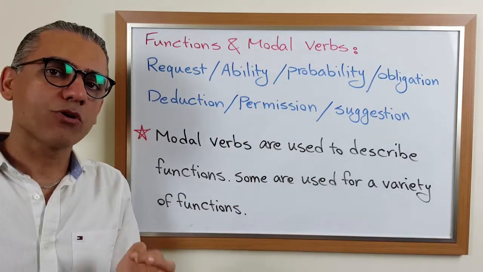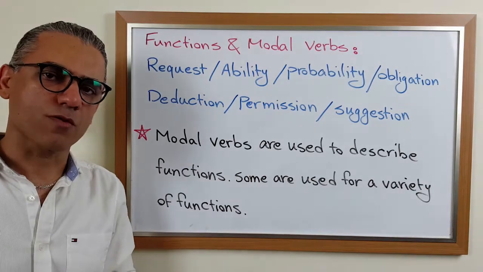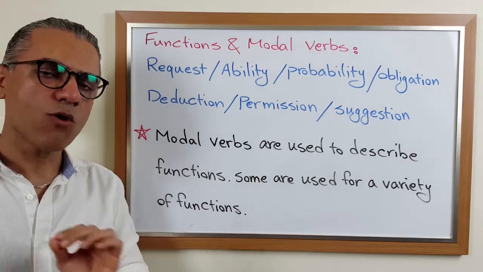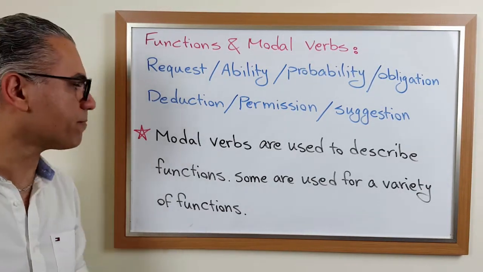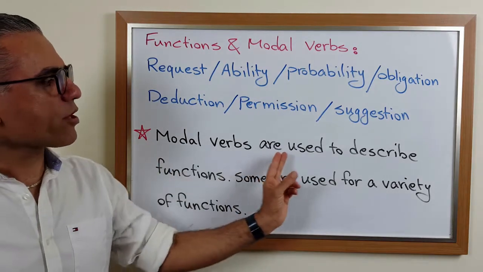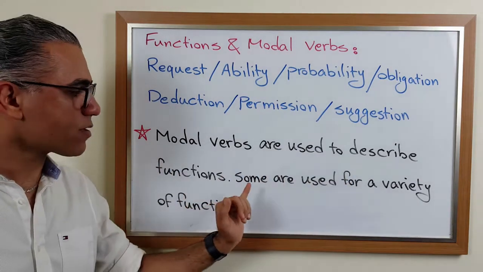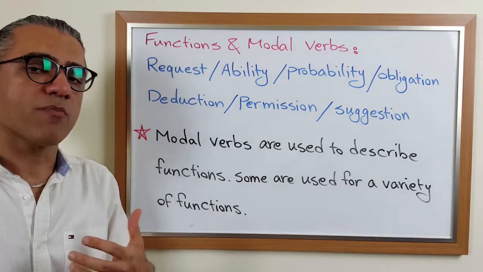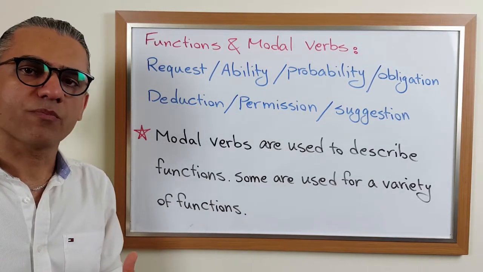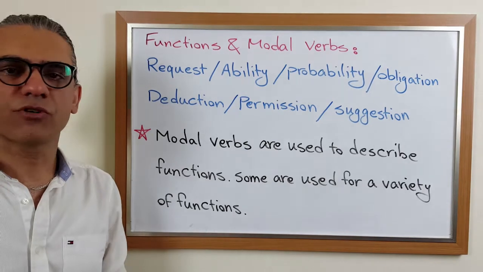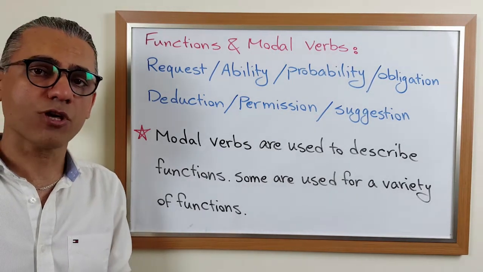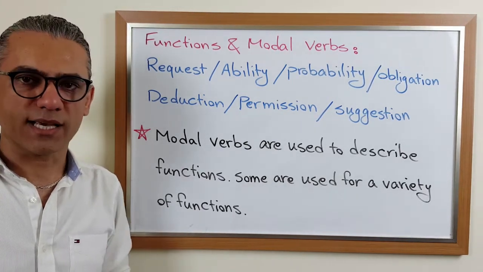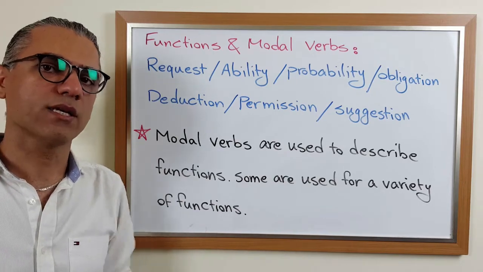Today we are going to go through some of these functions one by one and see how we can use modal verbs to describe them. Some are used for a variety of functions. It means that we may use one modal verb to describe, for example, two different functions. It depends on the situation and also on the context. It means how we use that modal verb.